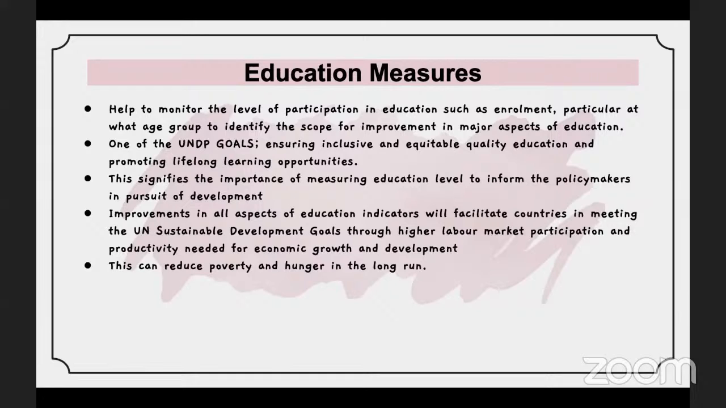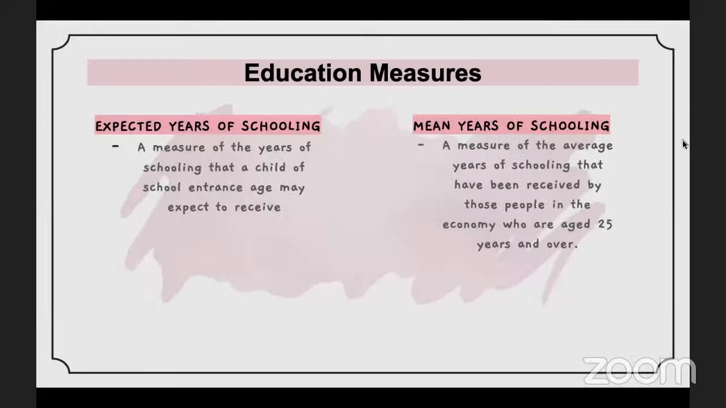Okay, next slide. So there are two types of education measures: expected years of schooling and mean years of schooling. What is expected years of schooling? It is a measure of the years of schooling that a child of school entrance age may expect to receive, and mean years of schooling is a measure of the average years of schooling that have been received by people in the economy who are aged 25 years and over.